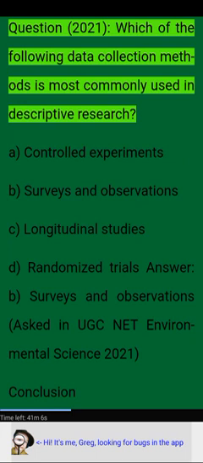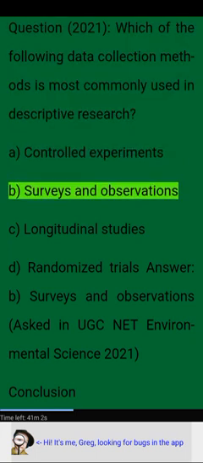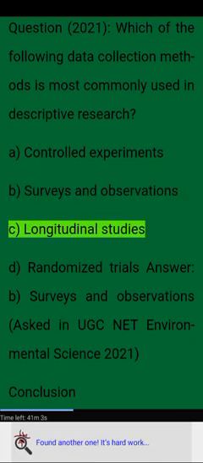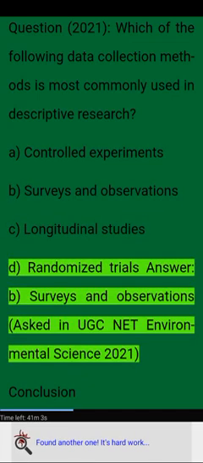Question 2021. Which of the following data collection methods is most commonly used in descriptive research? A. Controlled experiments. B. Surveys and observations. C. Longitudinal studies. D. Randomized trials. Answer: B. Surveys and observations. Asked in UGC NET Environmental Science 2021.